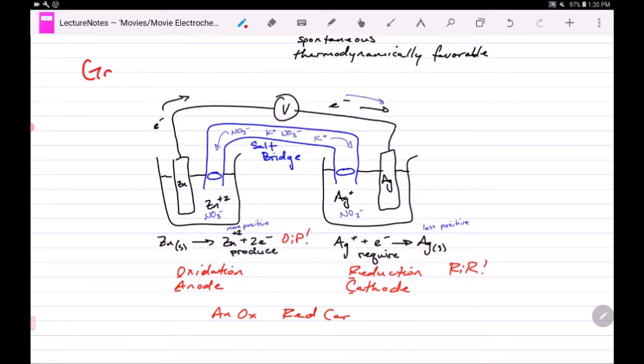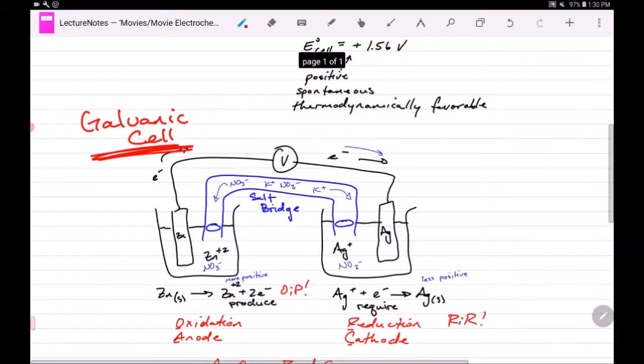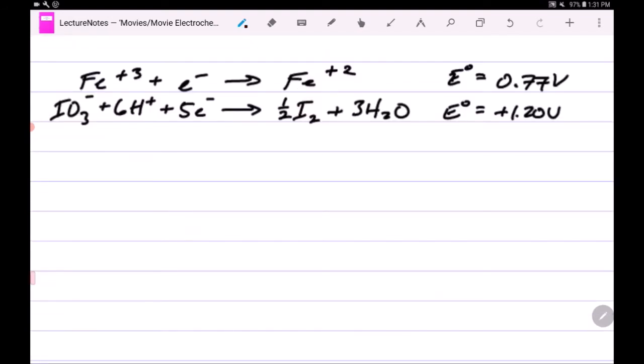This thing is a galvanic cell. It's a galvanic cell because it's spontaneous. So an electrochemical cell that's spontaneous is a galvanic cell. Adding these two half reactions together right now would give us a positive cell potential. But we can't add these two half reactions together right now, because they're both reduction reactions.